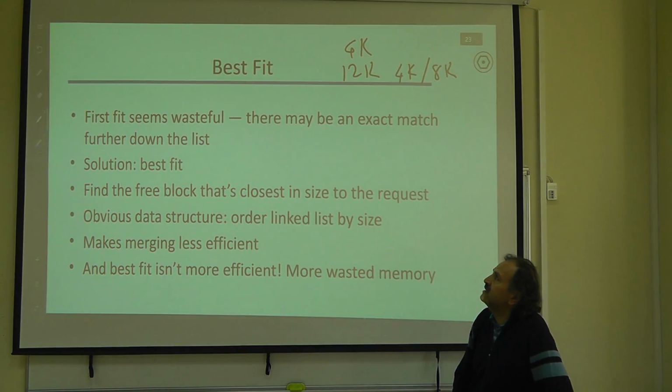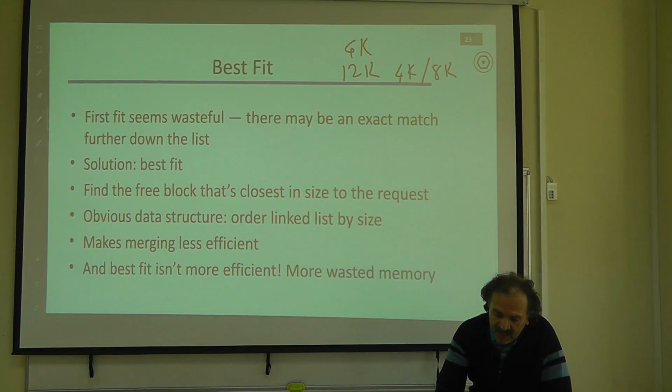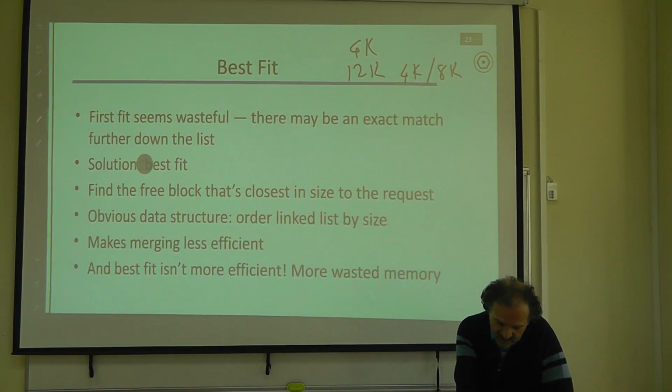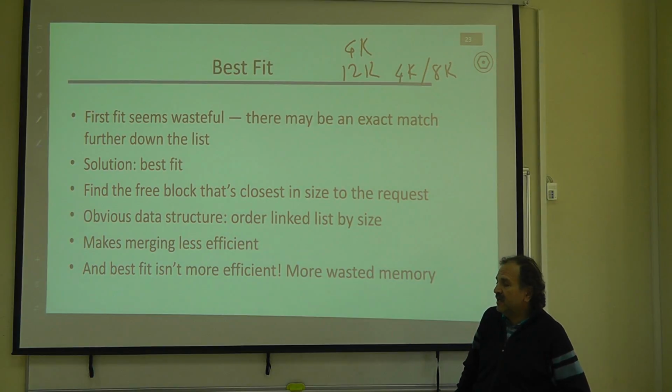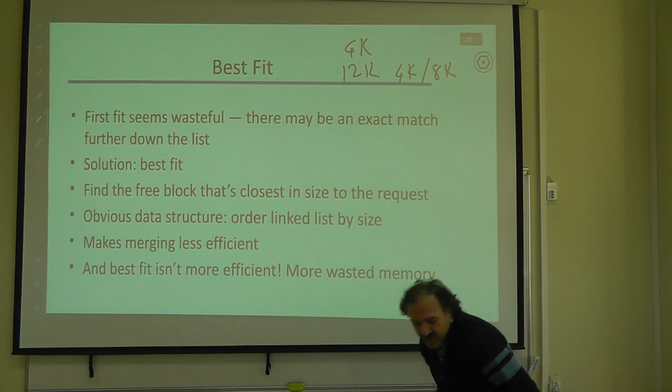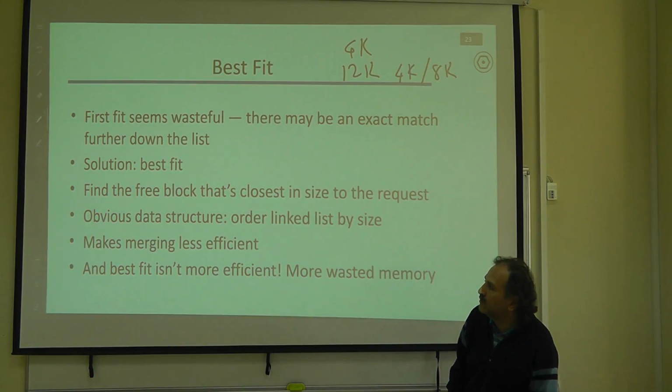They say that don't do this. Scan all the linked list or all the bitmap and find the best available position. If I need 4K and if you find an available space for 4K, then that's your position. Okay, that's the best fit. Find the free block that's the closest in size to the request. If I don't have any available space of size 4K, maybe 5K is okay because that's the closest I can do.